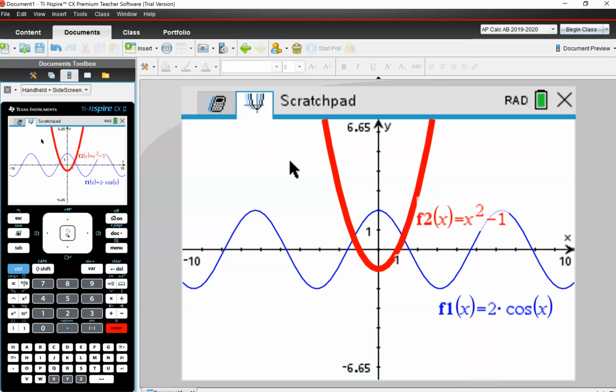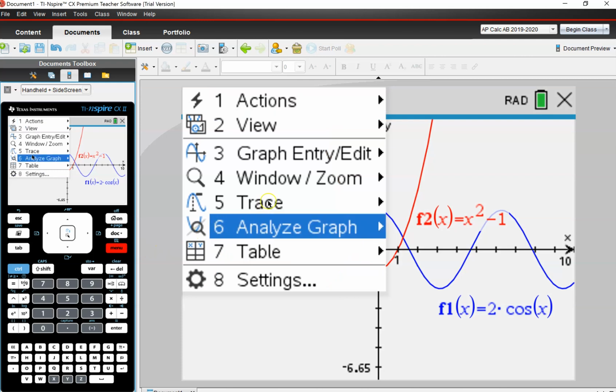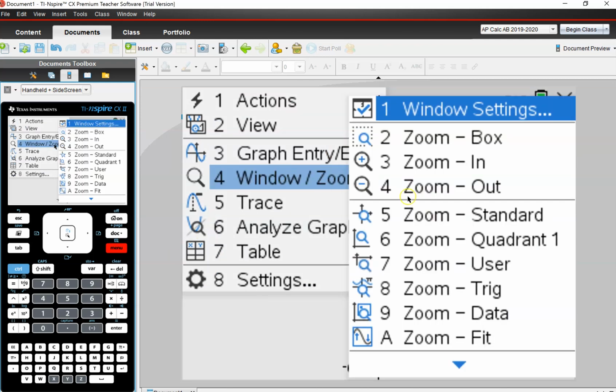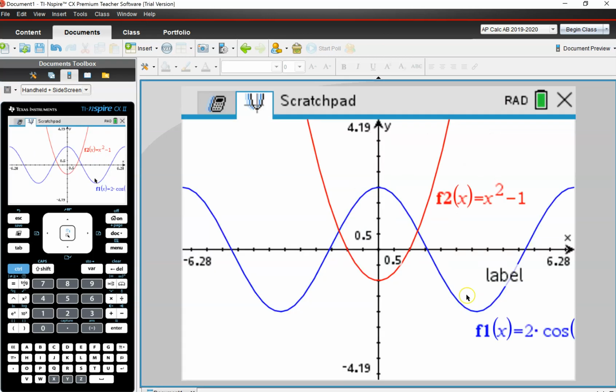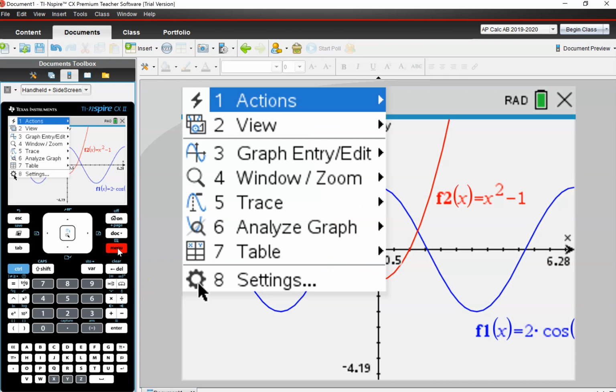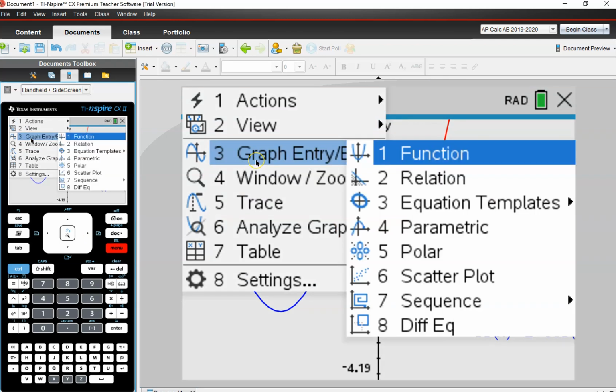All right, and look at the window. It goes from negative 3 to 3 and negative 2 to 3. So what I want to do first is go to menu, window, and I want to do a trig zoom first. Then I want to go to menu again. It calibrates the axis so that it goes like by pi over 2, pi over 4.